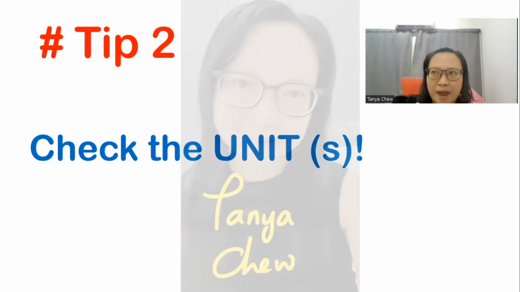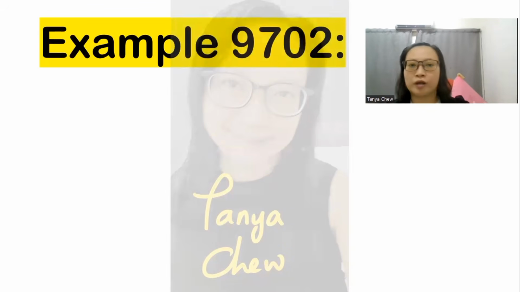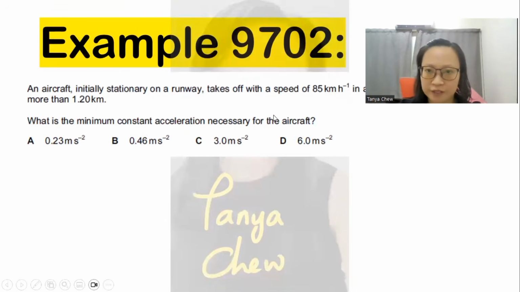Like maybe mm is given and then the other length is measured using cm. So you're going to convert, whether you convert mm to cm or cm to mm. Just make sure that the units tally to each other. So I'm talking about an example in AS physics first.